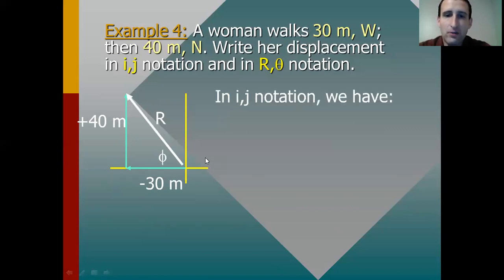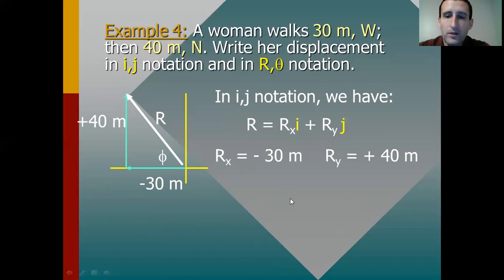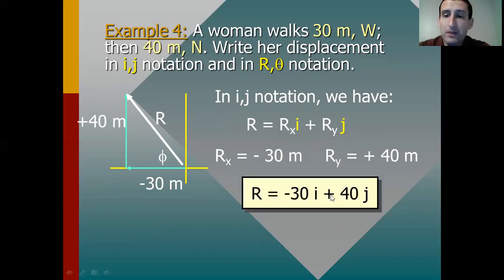So for IJ, we just have to write that down. Her x component of the hypotenuse is in the I, her y component of the hypotenuse is in the j. So it's negative 30I plus 40j. And that's how we would write it. We would write that her displacement r is negative 30I plus 40j.